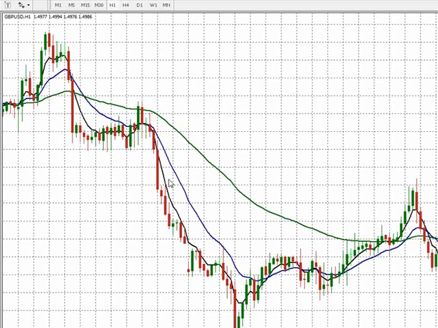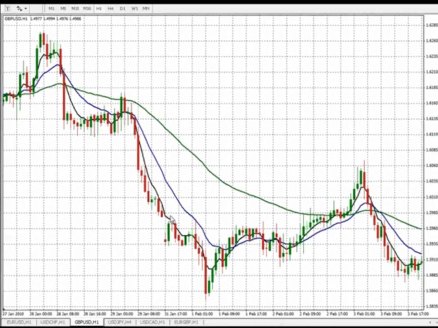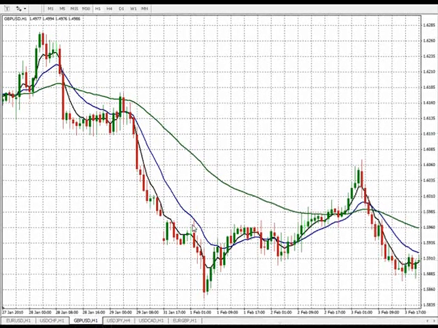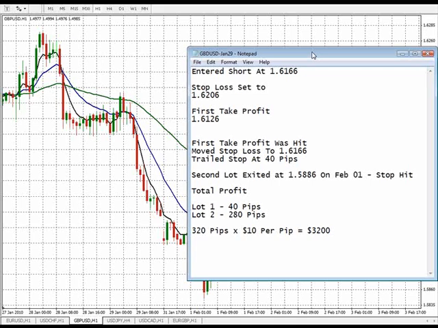Our first take profit level is hit at 40 pips. At that point, we move our stop loss for the second lot to the place that we entered at, and then we just leave it in trailing the stop at 40 pips. If you don't have software that can trail the stop, such as MetaTrader, you should move it every time the currency pair moves 40 pips in your favor. Move the stop 40 pips in your favor. In this case, I trailed my stop on the second lot, and it actually ended up stopping out on February 1st. Let's just take a look at the results of that trade.